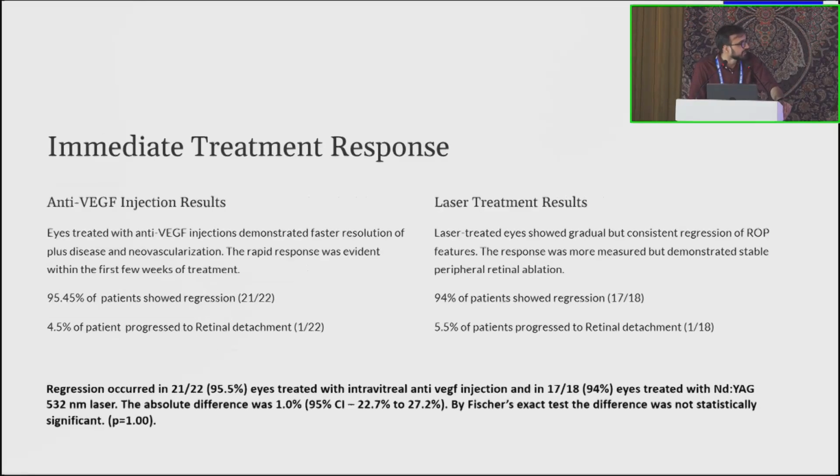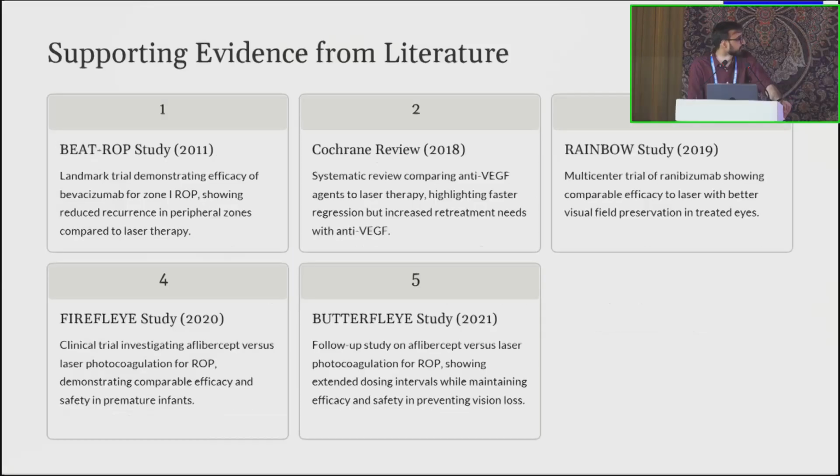Immediate treatment response showed that the eyes treated with anti-VEGF injection demonstrated faster resolution of plus disease and neovascularization. 95.45% of patients showed regression, and laser-treated patients showed gradual but consistent regression of ROP. Regression in intravitreal injection patients compared to laser patients showed no statistical difference in our study. Supporting evidence from literature: these are the studies we have seen showing similar results.